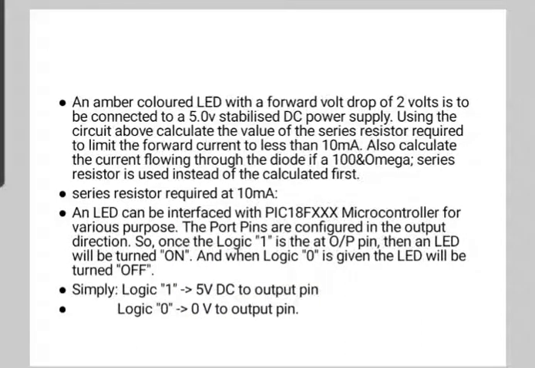Consider a colored LED with a forward voltage drop of 2 volt to be connected to a 5 volt stabilized DC power supply. Using the circuit, we can calculate the value of the series resistor required to limit the forward current to less than 10 milliampere. Also we can calculate the current flowing through the diode if a 100 ohm series resistor is used instead of the one calculated first for 10 milliampere.